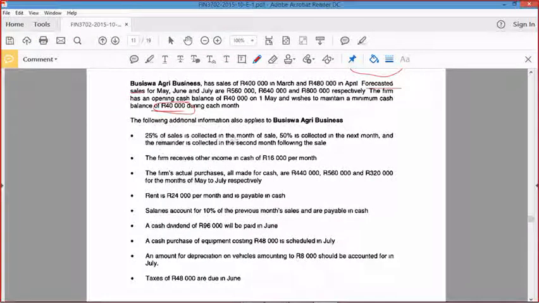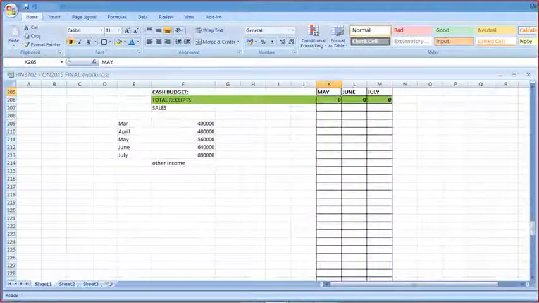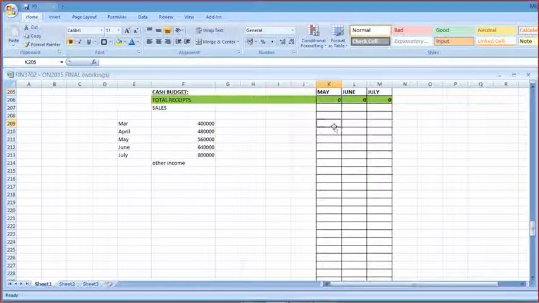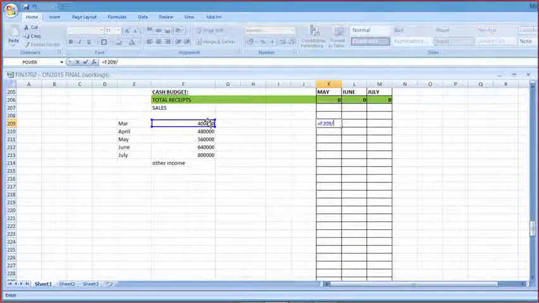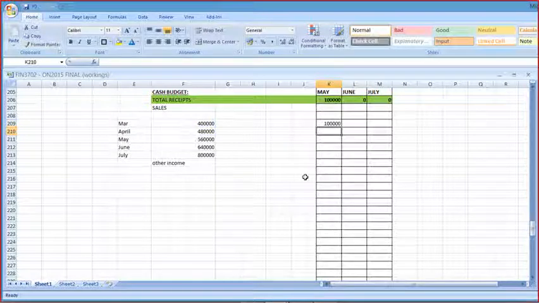Yes. Okay, so 25 is collected in the month of sales. So if I'm looking at March, 25 is in March. And if I'm looking at April, 50 is in April, right? Yes. And then obviously the rest in May. So if you've got 25 and 50, what's left over? 25%. Exactly. So what's 25% of 400,000? It's 100,000. Exactly.